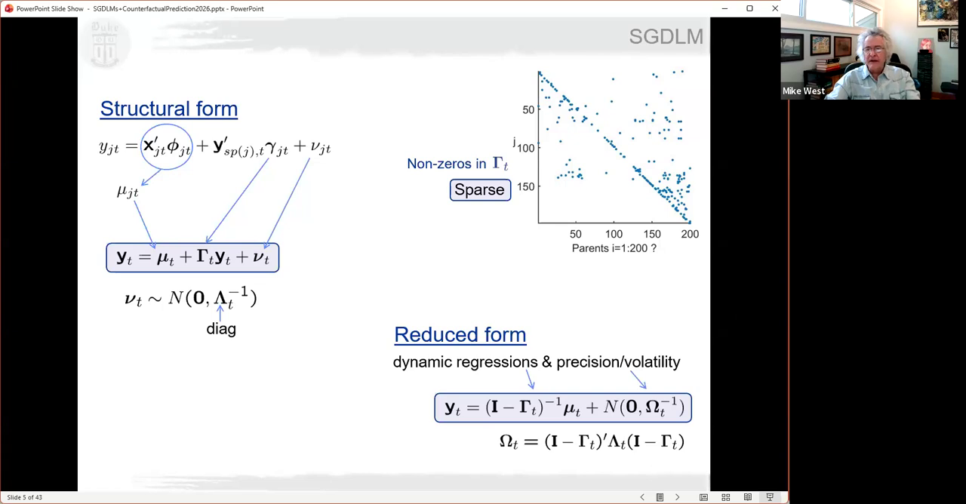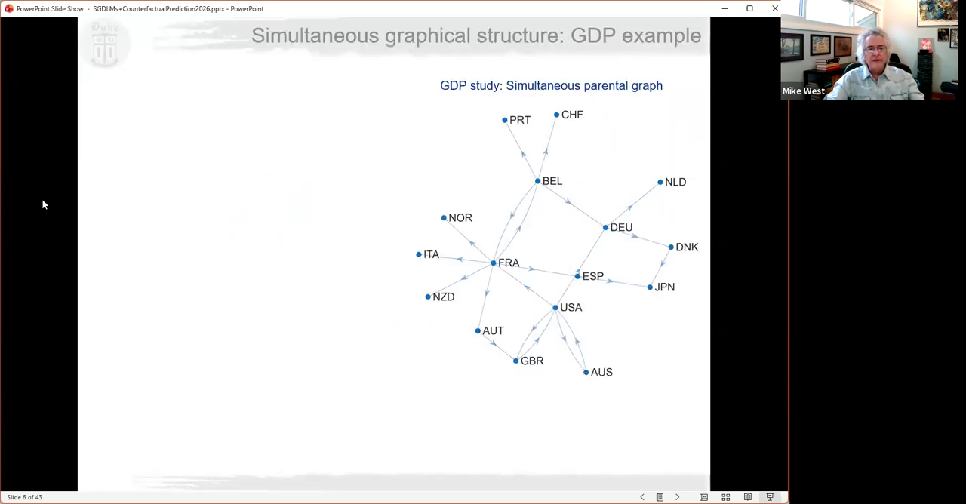And that defines the class of SGDLMs pretty much. So let me give you a different example. And why is it called graphical? So here's an example we'll come back to several times today. There are 16 countries, and the data is annual, real GDP in US dollars.